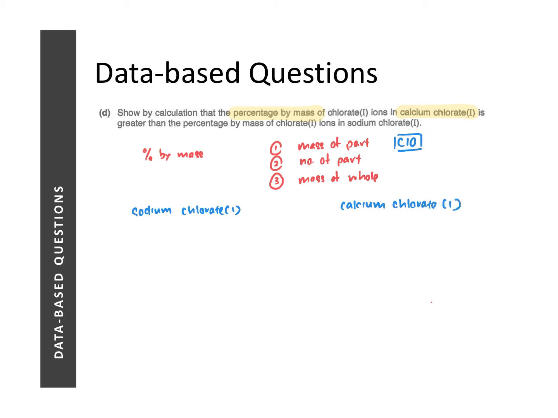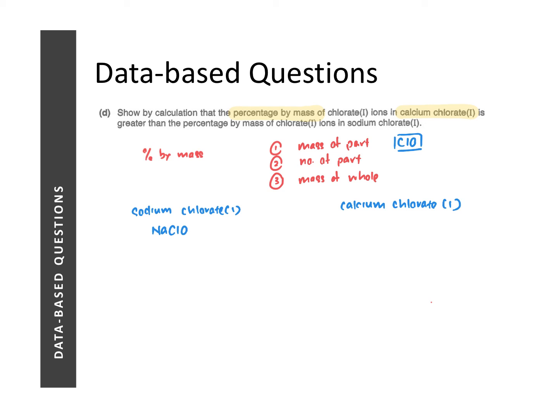Okay, and then the mass of whole would be the formula of the whole substance of the sodium and calcium chlorate. So how do we get the formula of sodium chlorate 1? This one is given in the question, so NaClO. For calcium chlorate 1, it requires you to recall something about writing formulas for ionic compounds. So what is the formula for calcium chlorate 1?